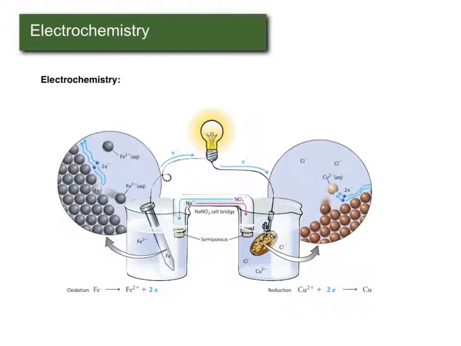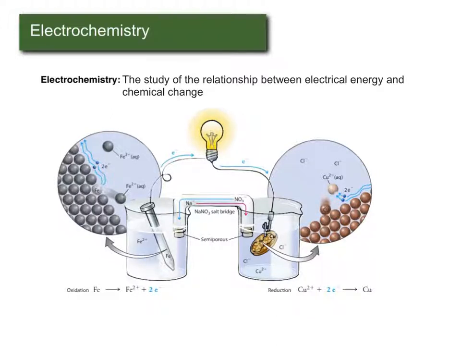Electrochemistry is the study of the relationship between electrical energy and chemical change. Here we have two different chemical changes. We have iron going to iron 2+, and we have copper 2+ going to copper. The result of those two reactions working together is that we have electrons flowing through a wire, which generates electricity, and in this case lights a light bulb.